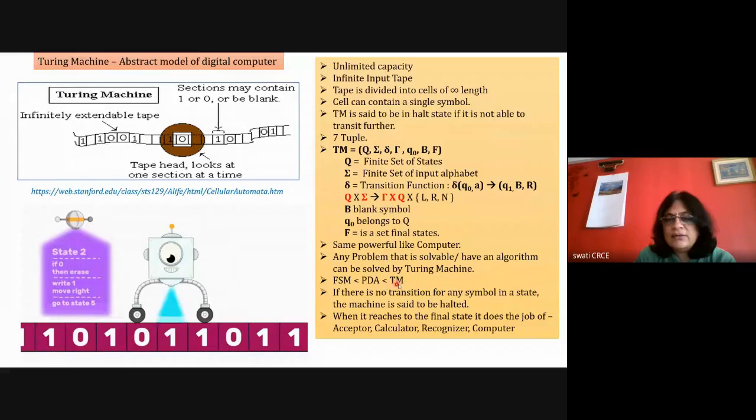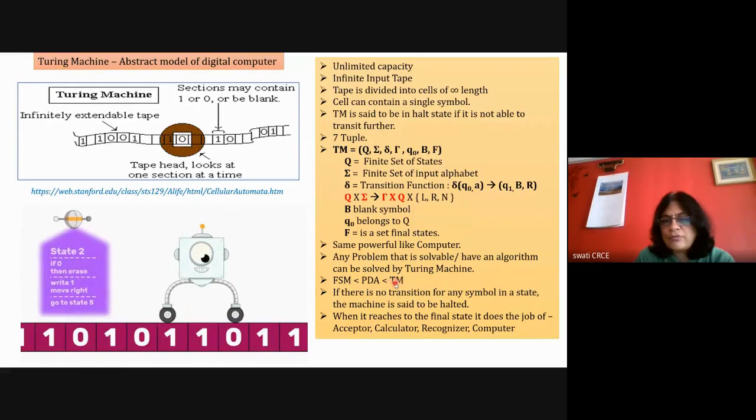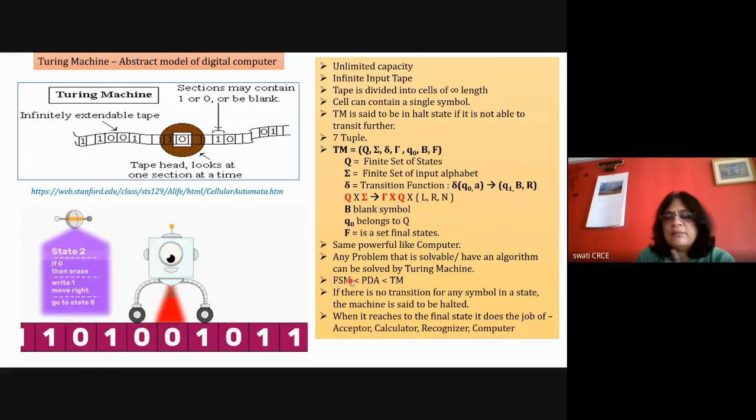This way you write down the delta function, and then we can say that the Turing machine is the most powerful. Its power is greater than FSM and PDA, both. And if there is no transition for any input symbol, we can say that the machine is halted.